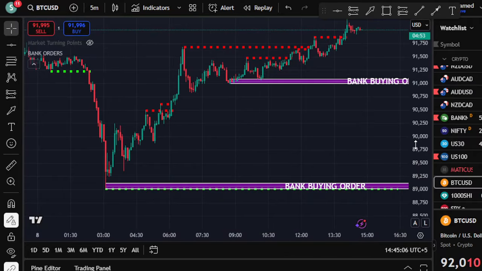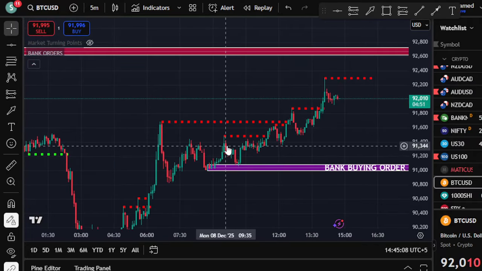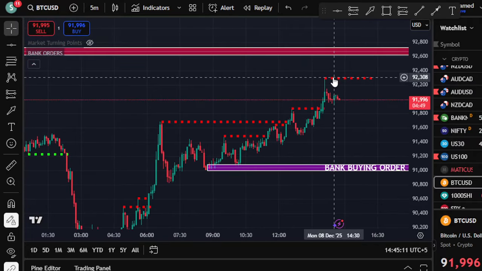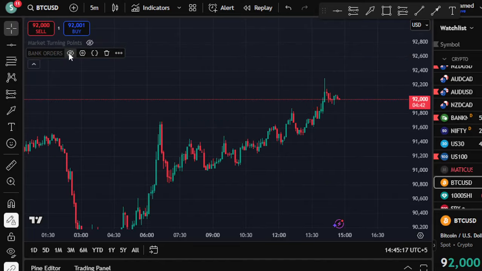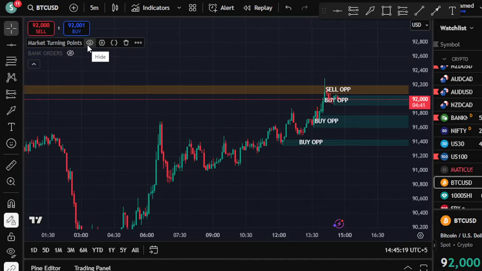And look at this, even on the Bitcoin 5 minute, this is the first retest, and look what happened, the price simply went up. So these are the two powerful indicators, the bank orders and the market turning points, which work in real time.